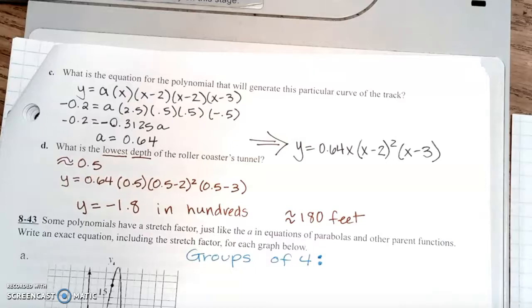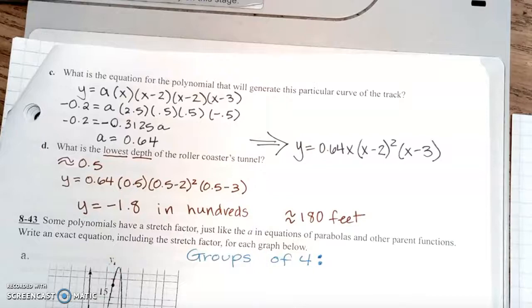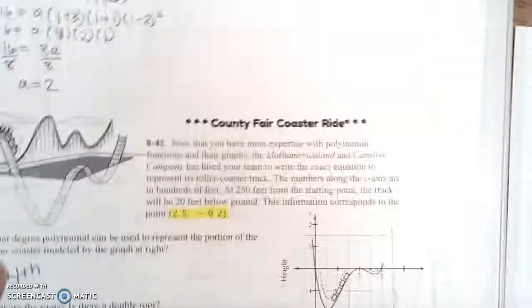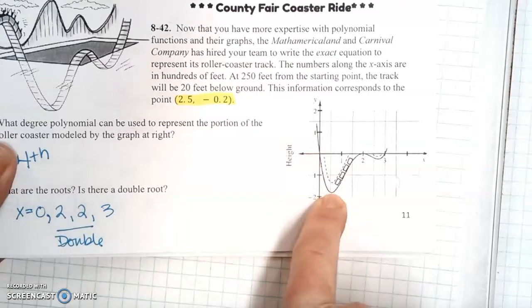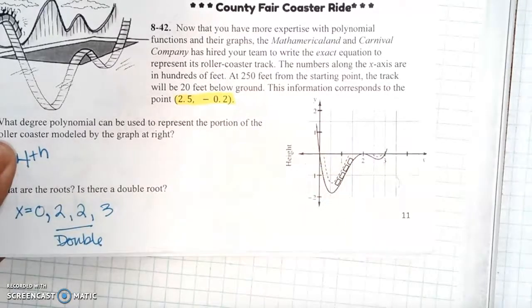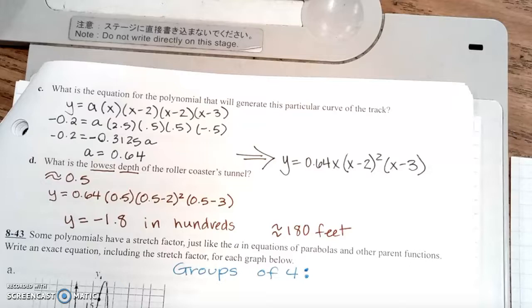Then this is their way of making you check it, make sure you did it right. They ask for part D. What is the lowest depth of the roller coaster's tunnel? Okay, so if you look back over at the picture, here's the roller coaster, here is the lowest point, right? Where is that happening at? Halfway between 0 and 1, right? Halfway. So I just called it roughly 0.5.